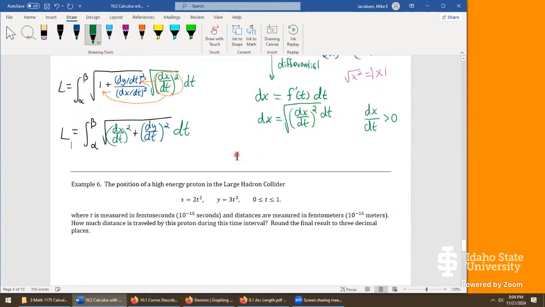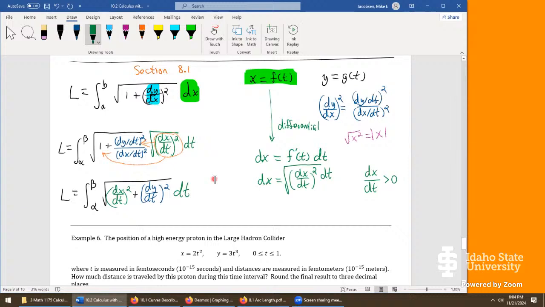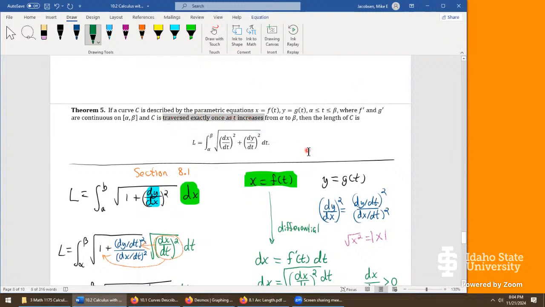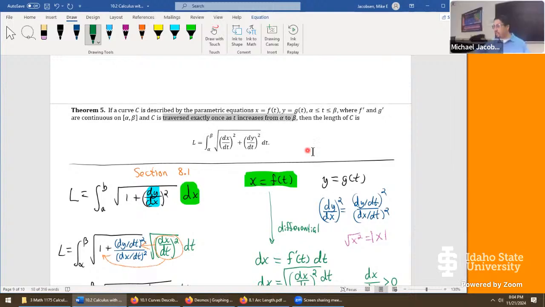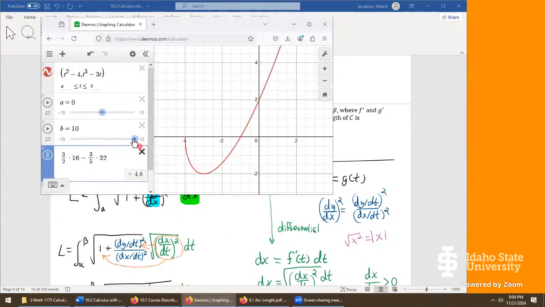Could you focus a second on what it means by traversing C, or go up a little bit so I can see? Yeah, this part's right. Yeah, traverse exactly once as t increases from a to b. Yeah, absolutely. Let's put down a really quick example to match that. I was thinking Desmos might be a good way to visualize it.